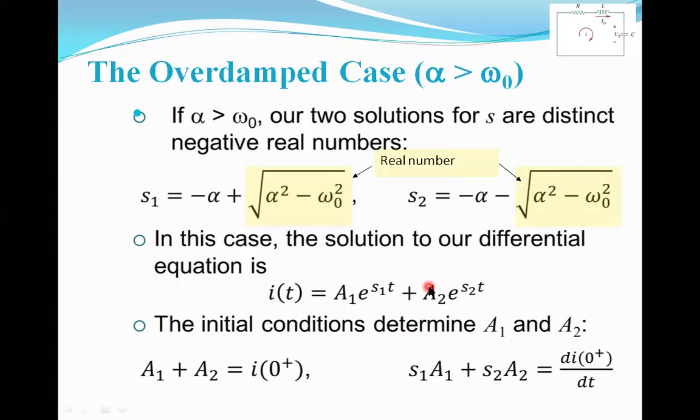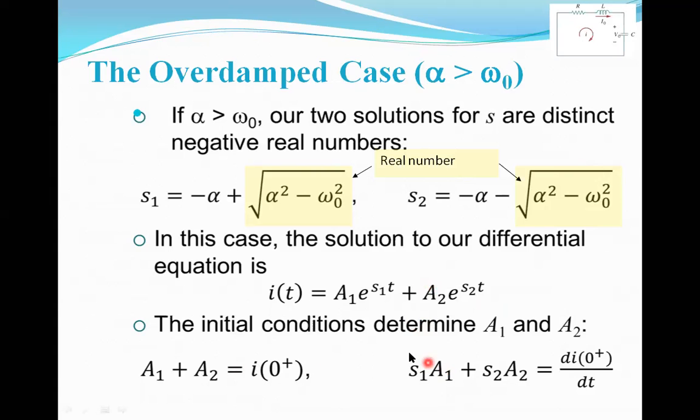So this is overdamped when alpha is greater than omega naught. So our two solutions for s are distinct negative real numbers. So we will get s1 is equal to minus alpha plus under root of alpha square minus omega naught square, and s2 is equal to minus alpha minus under root of alpha square minus omega naught square. In this case, the solution to our differential equation, because we got two negative real numbers, is I equal to A1 into exponential of s1 t plus A2 into exponential of s2 t.